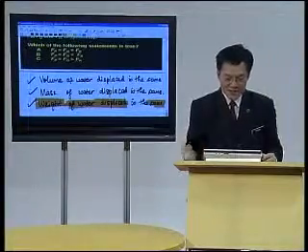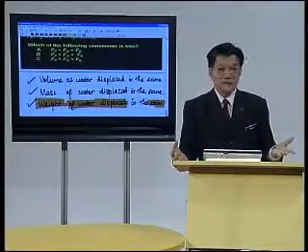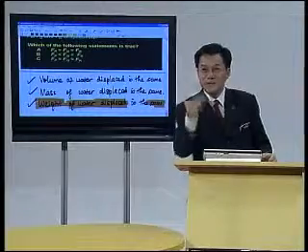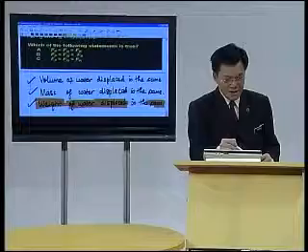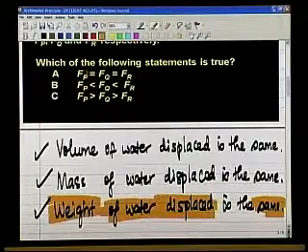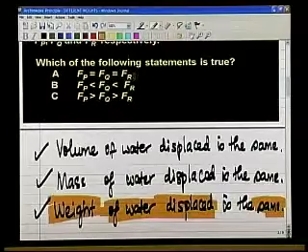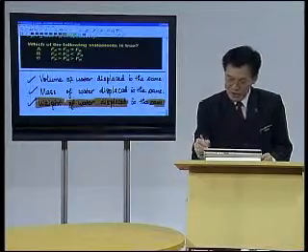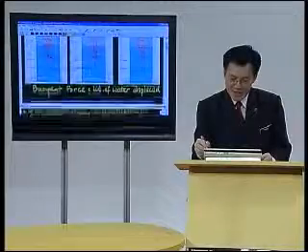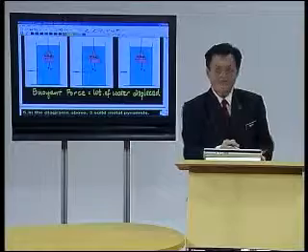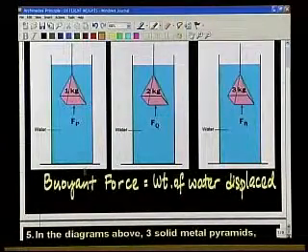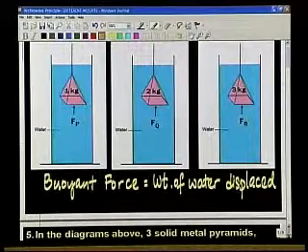So if we look at the answer, which of the following statements is true? I'm sure all of you will be able to give me the correct answer. You know that the buoyant force in P must be the same as the buoyant force in Q. It must be the same as the buoyant force in R. So look at the diagram again, even as we end this lesson. The buoyant force Fp is equal to the buoyant force Fq. It is equal to the buoyant force Fr.